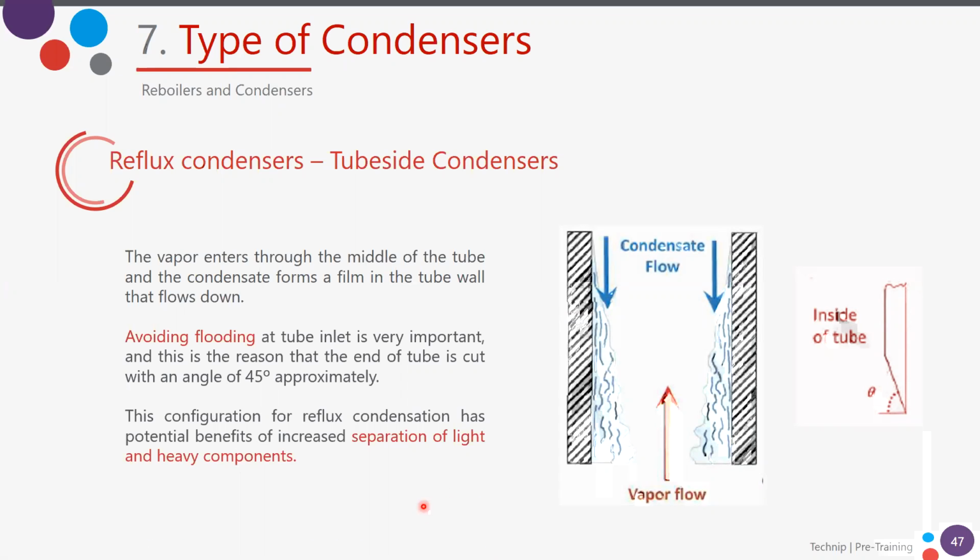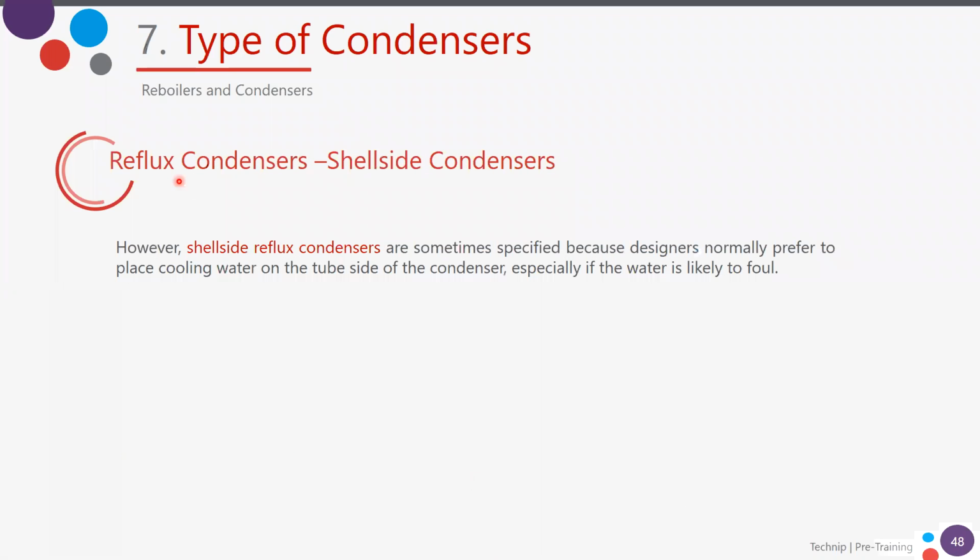This configuration for reflux condensation has potential benefits of increased separation of light and heavy components. So this is for the tube side condensers, but we also have the shell side condensers.